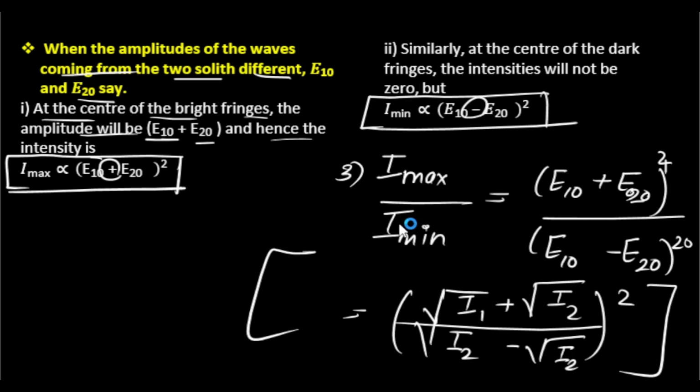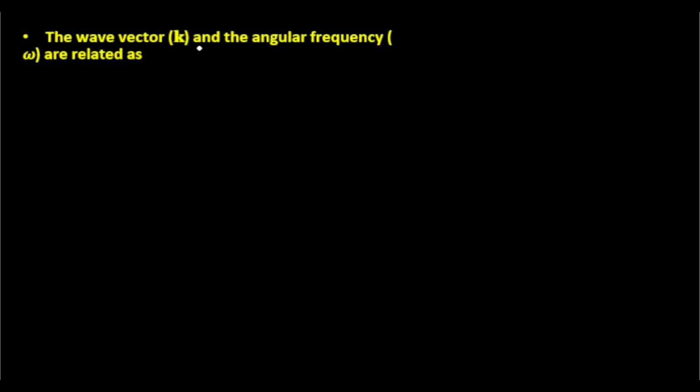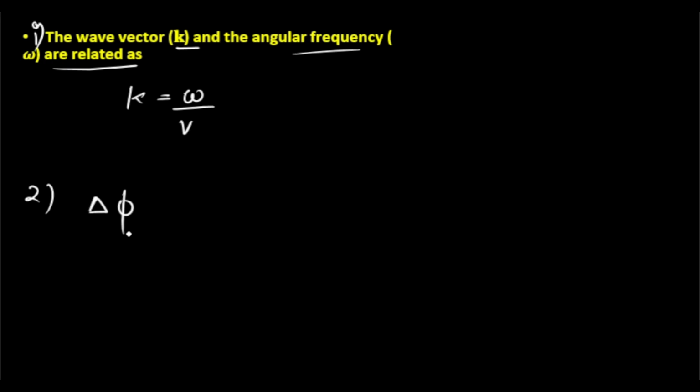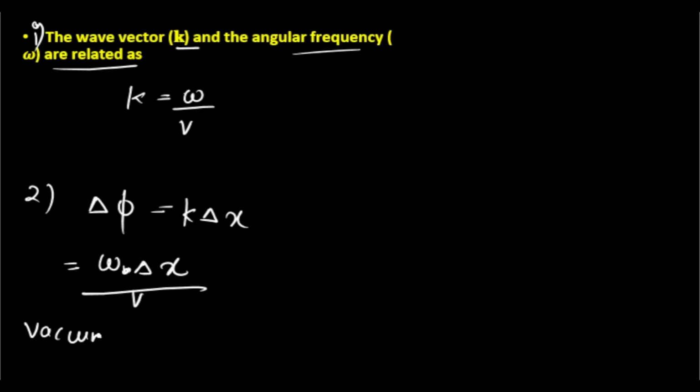This is really important. The wave vector k and the angular frequency omega are related as k is equal to omega by v, where v is the speed of the wave. So this is the first, the wave vector. Now second, phase change. Change in phi is k into change in x, which is equal to omega into change in x divided by v, if the wave is traveling in vacuum.